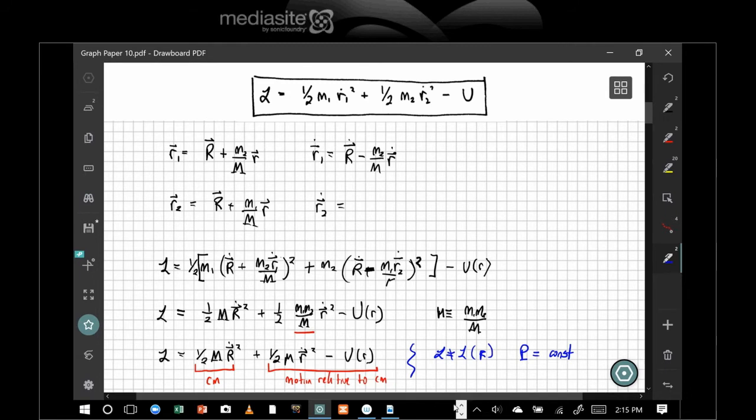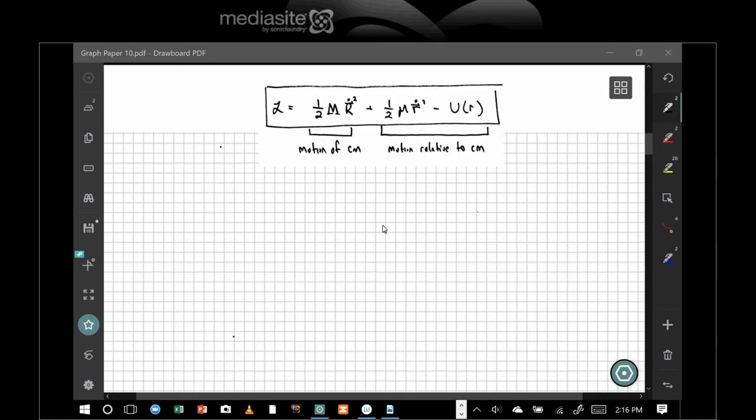Now what I want to do is find the equations of motion for this particular Lagrangian. Then I'm going to focus specifically just on the relative position to get a simpler equation of motion. Okay, so let's do that.